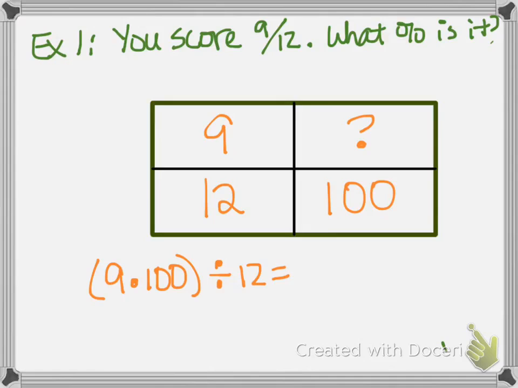The box is set up 9 over 12 is equal to question mark over 100, giving you the equation of 9 times 100 divided by 12. That answer would be 75%.